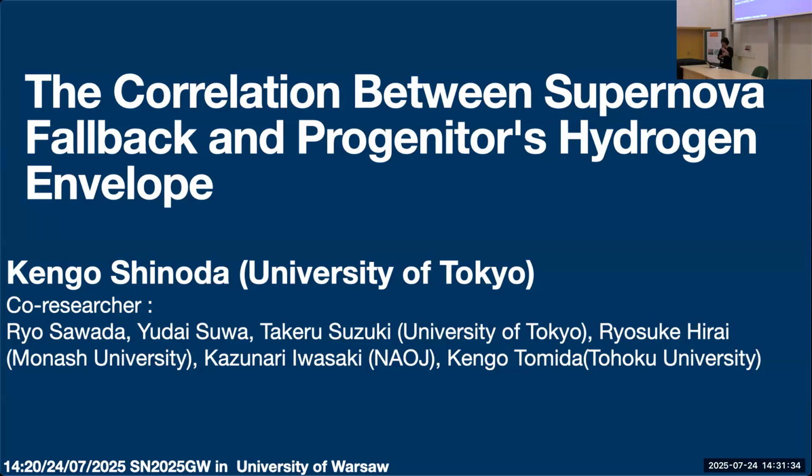Hello everyone. Today I will talk about the correlation between supernova fallback and the progenitor's hydrogen envelope. My name is Kengo Shinoda from the University of Tokyo, and these are my co-researchers. So let's start.